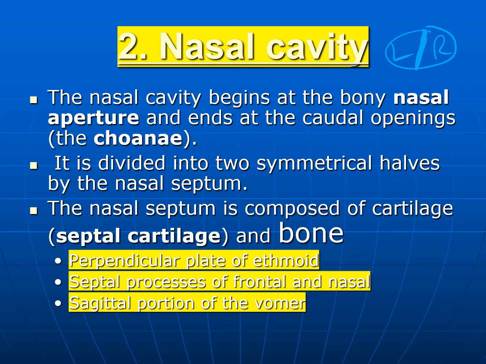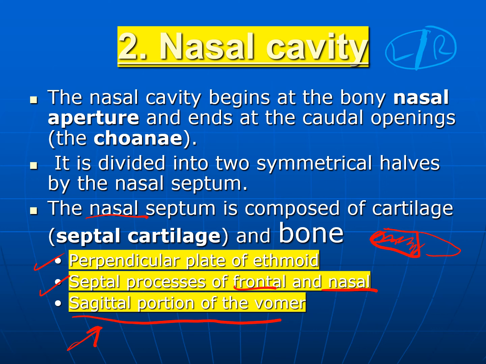As I said, the nasal cavity is divided by the nasal septum into two symmetrical halves, and usually the nasal septum consists of two parts. Caudally, it's formed from bone, whereas the rostral portion is usually cartilage. The following bones help in the formation of the bony nasal septum. We have the perpendicular plate of the ethmoid, the septal processes of the frontal bone and nasal bone, and finally, if you remember, the vomer bone, which is an unpaired bone of the facial bones.